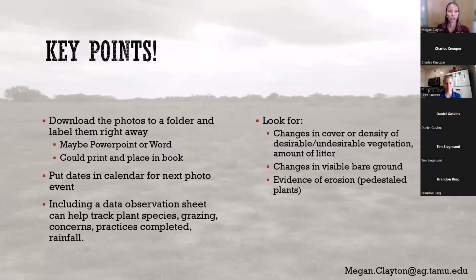And then of course, put in your calendar the dates for the next photo event. I do that after I take the photos, then I add the next date in. So I always remember to keep up with the photographs in a timely manner.